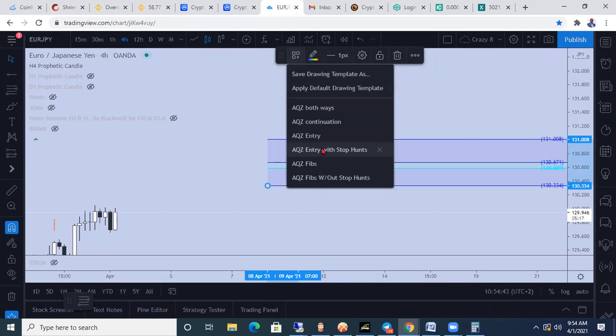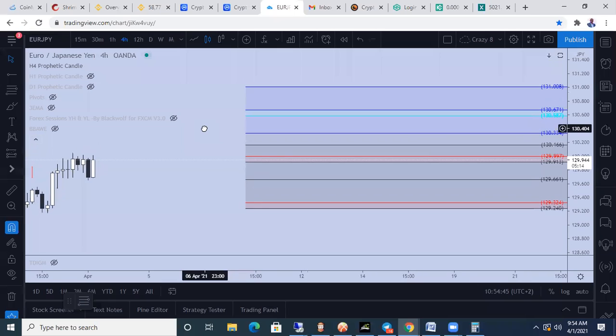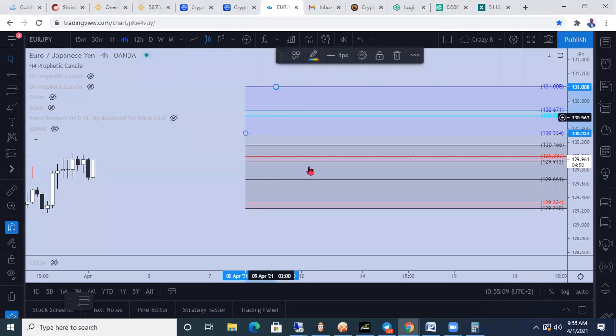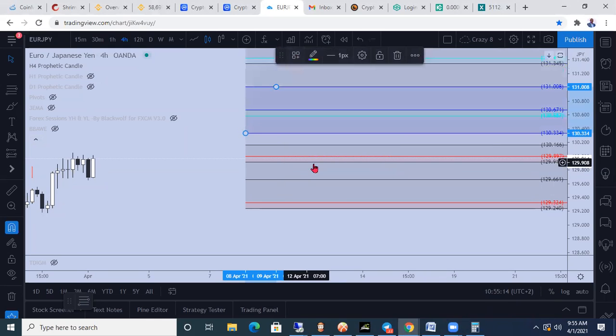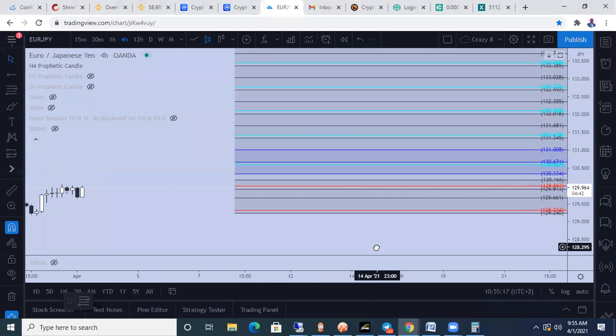and you use the AQZ fibs with stop hunts, you have your preferred entry here for a bullish scenario, and this is your stop loss, stop hunt 1, stop hunt 2. Obviously, I don't expect you to have your stop loss this wide just because you want to hit take profit. Maybe I should make this a full AQZ fib. All right, so that's the full AQZ fibs.